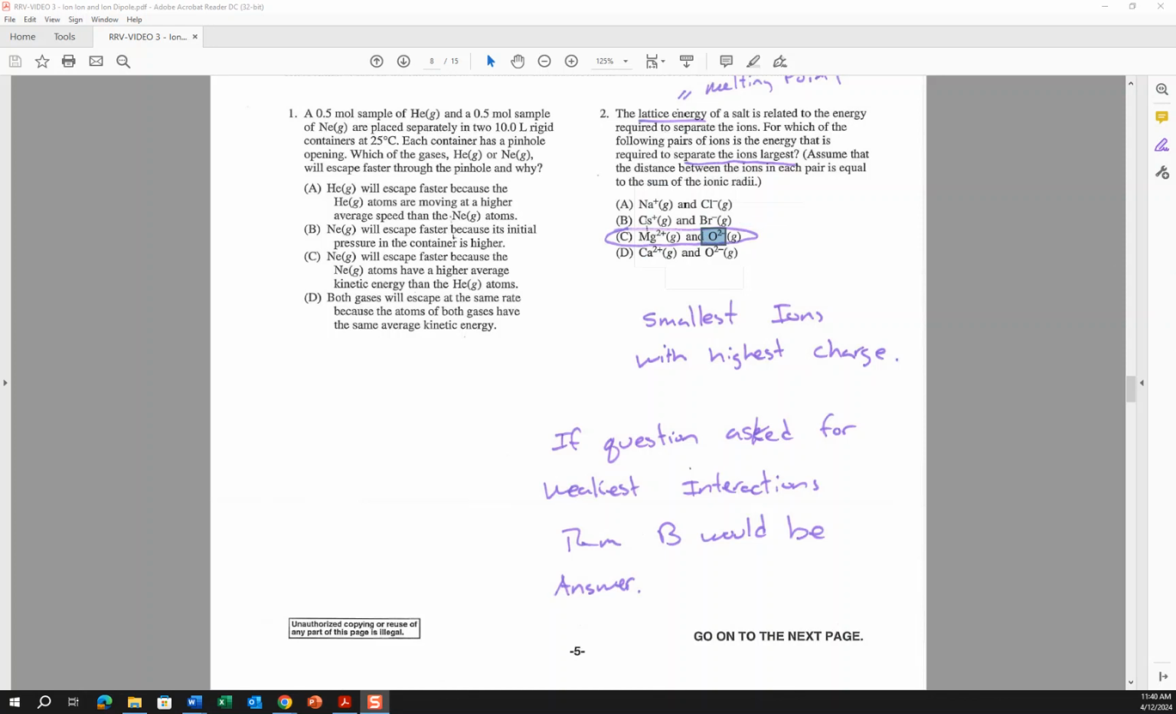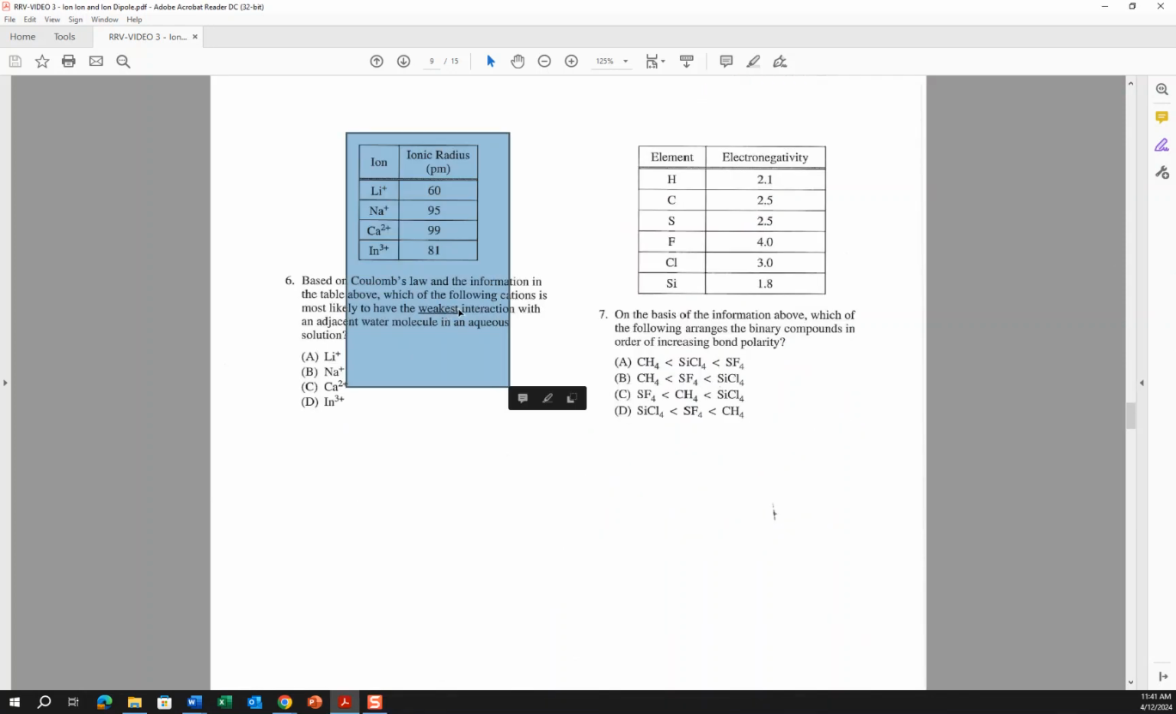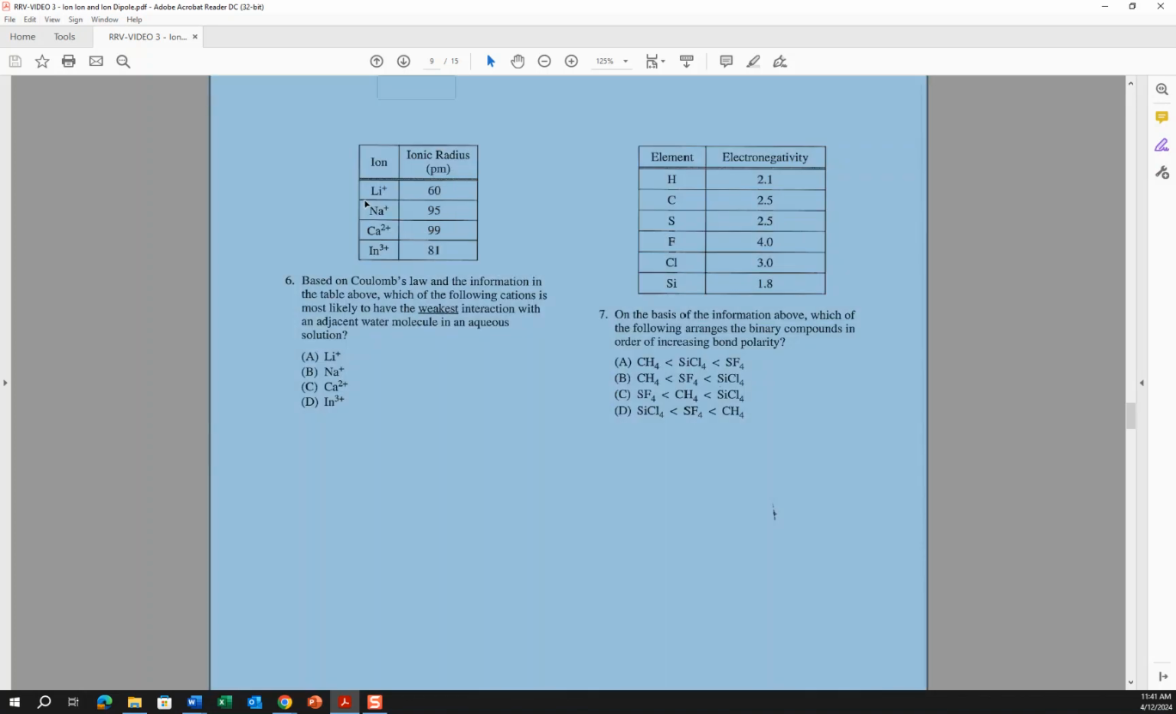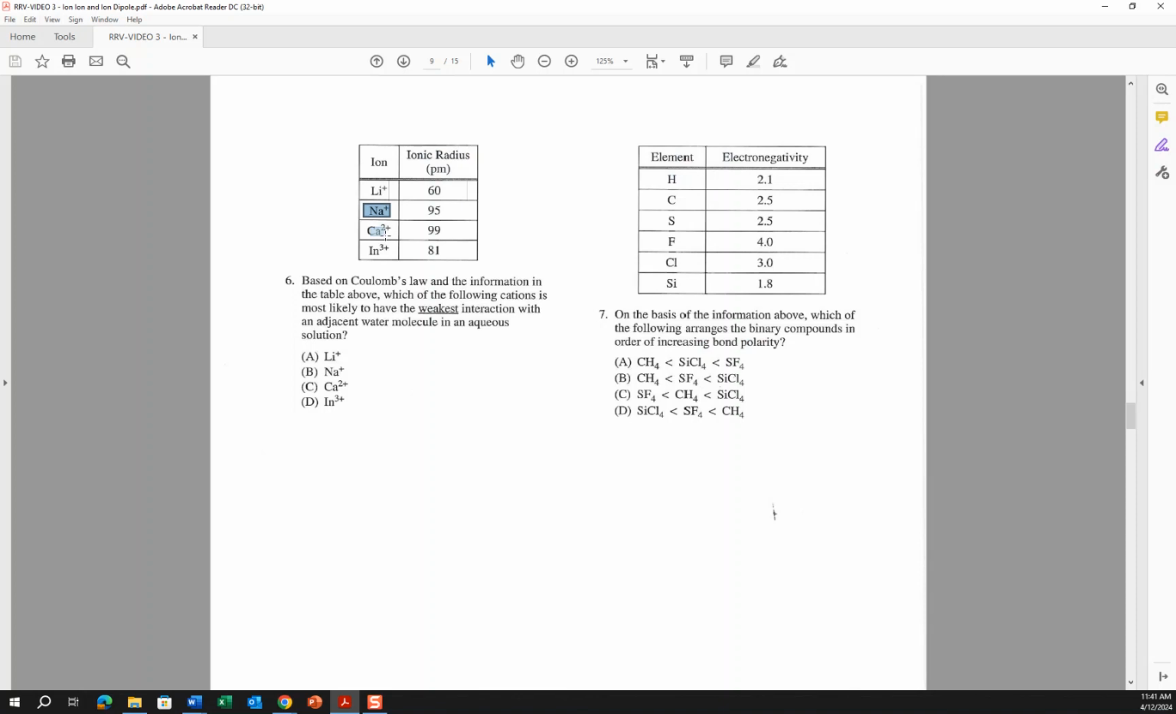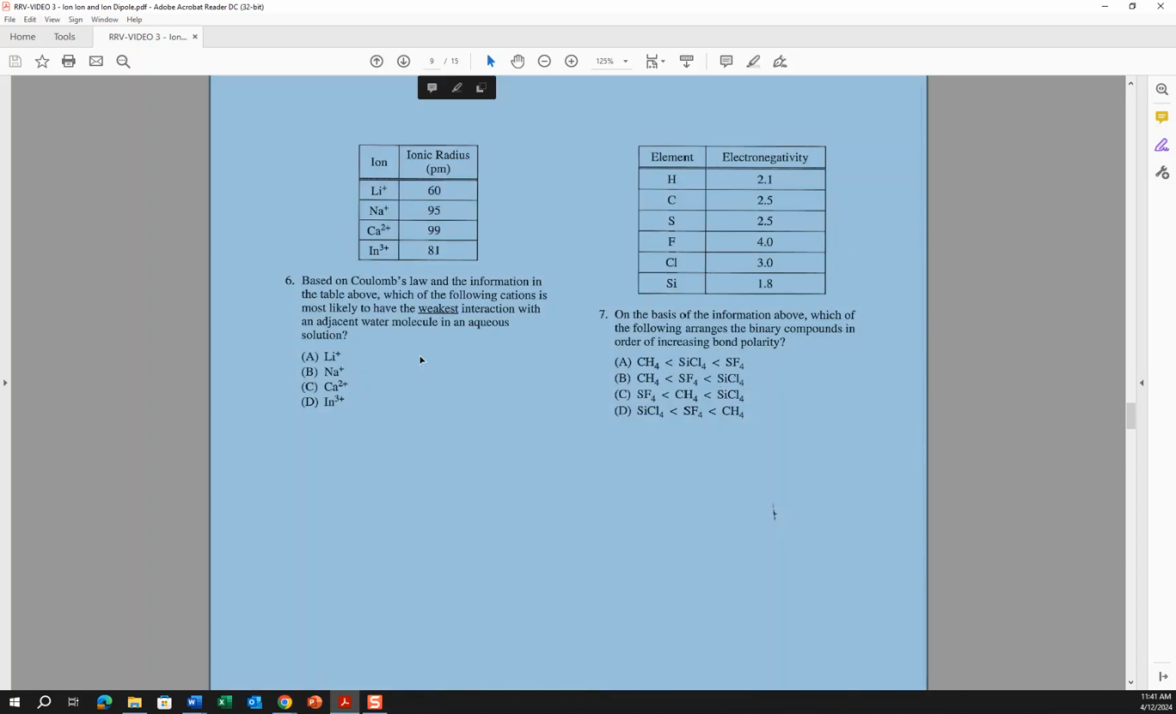So the next couple. Here, this one's looking for the weakest, so we would look for the largest radius, but also the lowest charge. Now, it doesn't have to be the largest one, okay? The sodium and the calcium are very close to each other. So what's going to be the tiebreaker? The fact that sodium is a +1 and calcium is a +2. So sodium is one of the bigger ions, and it has the lower overall charge, so we would expect it to have the weaker interaction, okay?